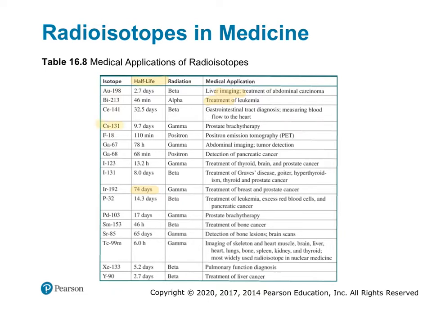Cesium-131 and palladium-103 are both used for prostate brachytherapy. That is the implantation of seeds, small pieces of the radioactive isotope, about the size of a grain of rice, that are implanted into the particular organ, like the prostate, and sometimes used in breast cancer as well. It then delivers the radiation to that organ and not to the whole body.